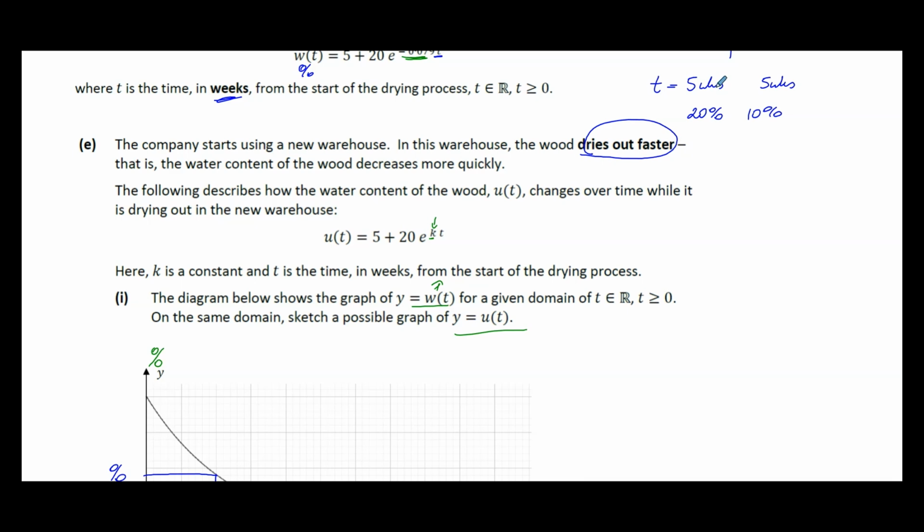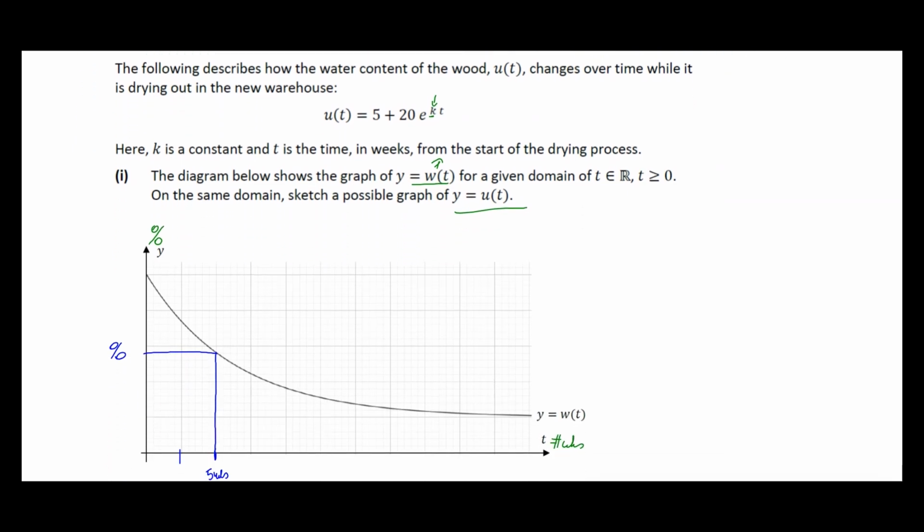So if in 5 weeks, I have in the old warehouse 20%, let's say in the new one, I have only 10. So that means that for the same value here of x, I should have, let's say, I don't know. So this, let's say 20, this is 10. I'm making that up. So that's where my point should be. So what does that show you? It shows you that the graph should be down. It's going to have the same limit, so it is going to be approaching the same on both sides, but basically it should be below the given.